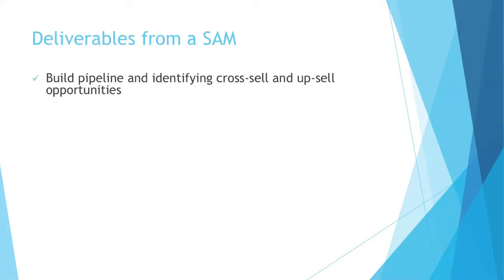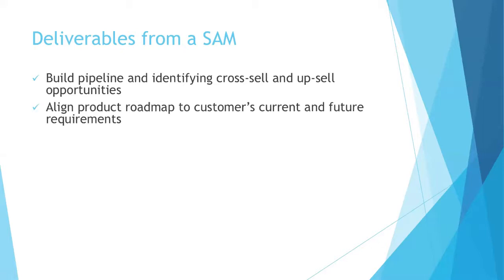So, the deliverables from a SAM. One, you want to build pipeline and identify cross-sell and upsell opportunities. Again, you're not looking to sell right now, but you're looking for the future. Two, align the product roadmap to the customer's current and future requirements. What is the customer looking to do, or what do they need to do in the very near future, that can map back to your roadmap, where you can realign it or let them know what you're doing for that.